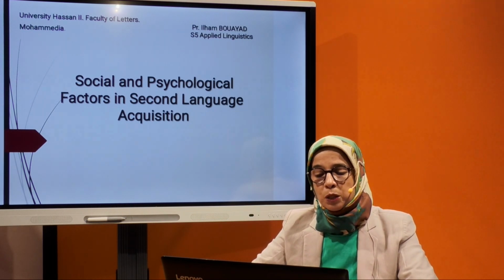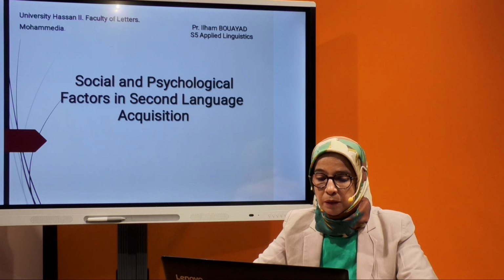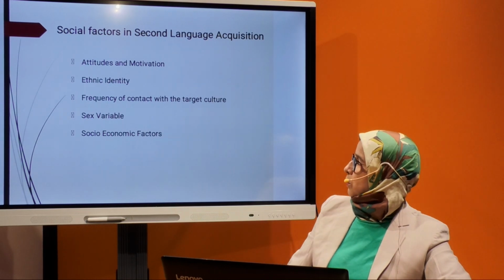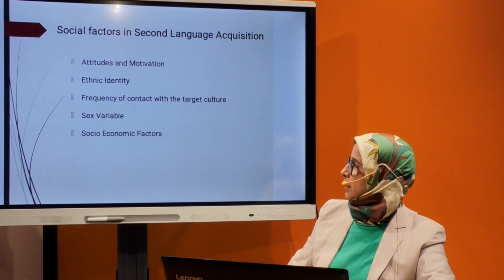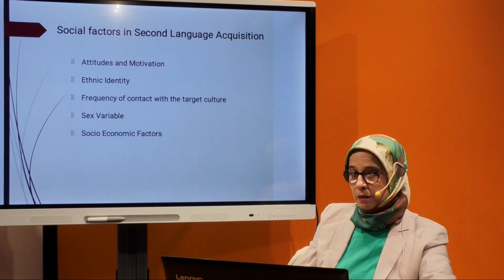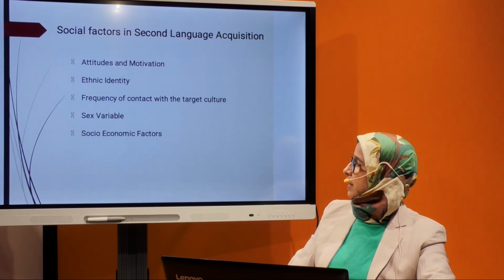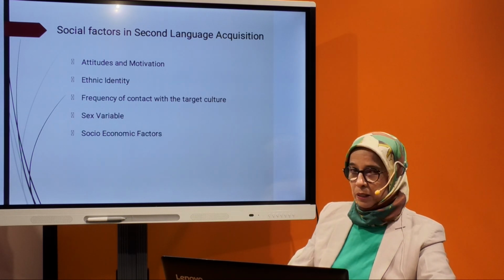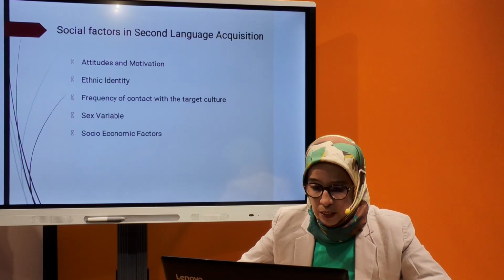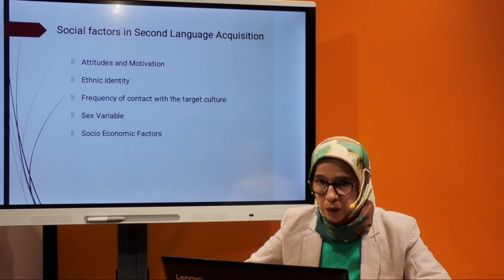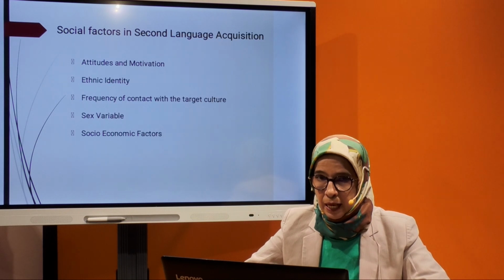So starting with the social factors in second language acquisition, we are to discuss some factors like attitudes and motivation, ethnic identity, frequency of contact with the target culture, sex variables, socioeconomic factors. So we'll try to focus just on these factors or variables and see the extent to which they contribute to the acquisition of a second language.